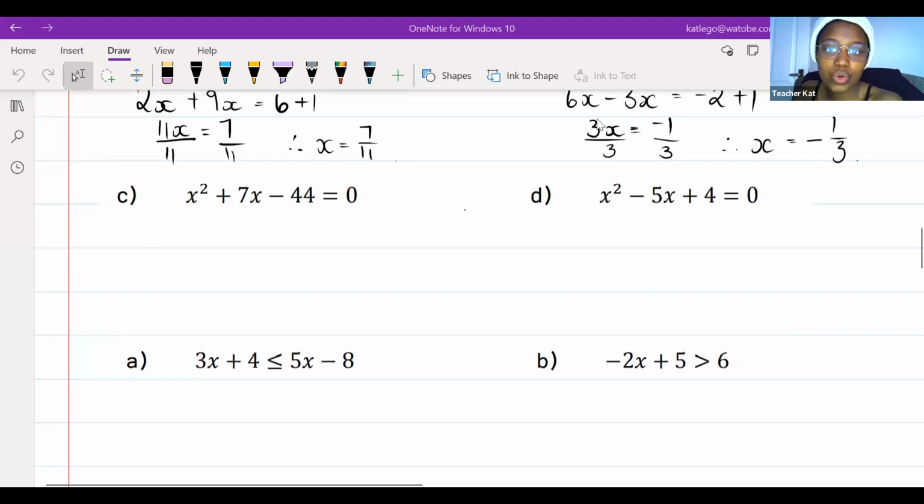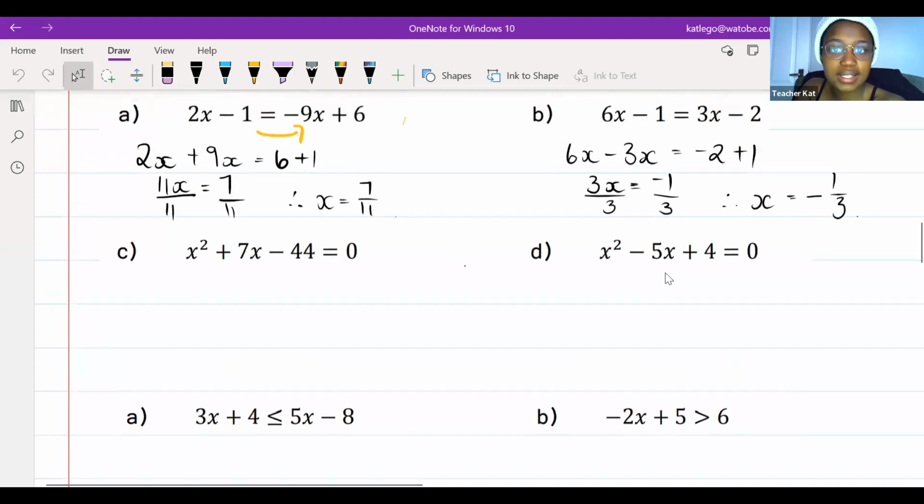Yes, Mamello. No, ma'am, I don't understand this one. I just wanted to ask for the first ones that we did. We are solving for x. Yes, we are solving for x. Okay. There we go. Okay, guys.